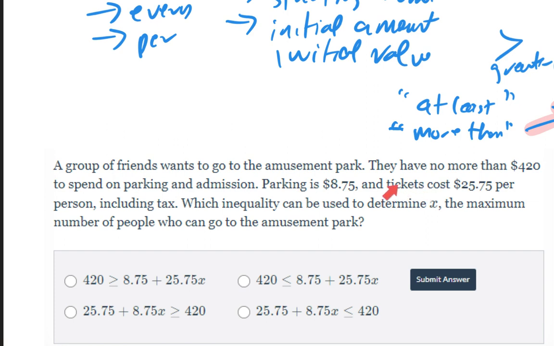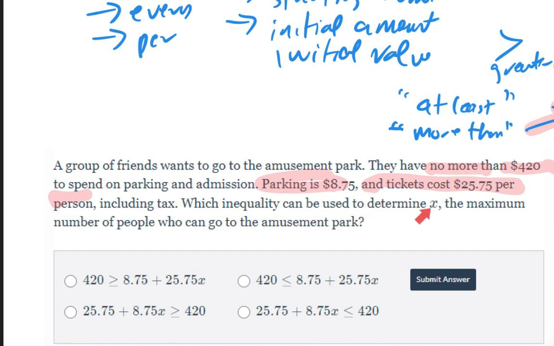Let's look through this. All right, so circle or highlight the important math information as we go through it. It says a group of friends wants to go to an amusement park. They have no more than $420 to spend. Okay, and so we're going to highlight that 420 and the no more. Okay, on spend on parking and admission. Okay, so parking is 8.75. Okay, that's good math information. Okay, tickets cost 25.75 per person. Okay, so we see that per. That's a very important term, math information for this as well that we talked about.